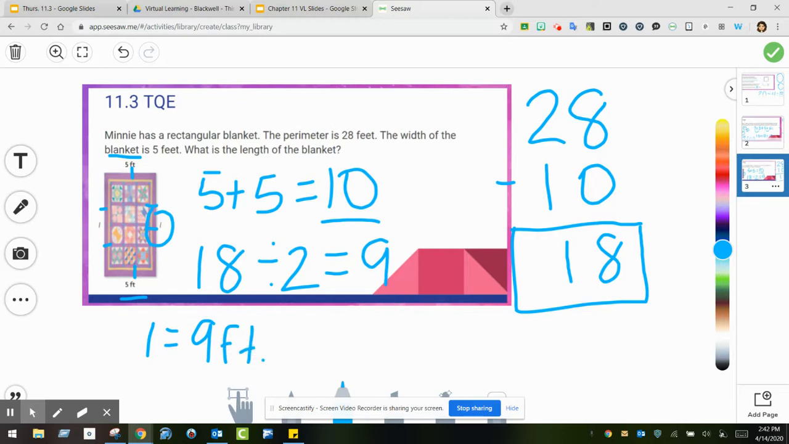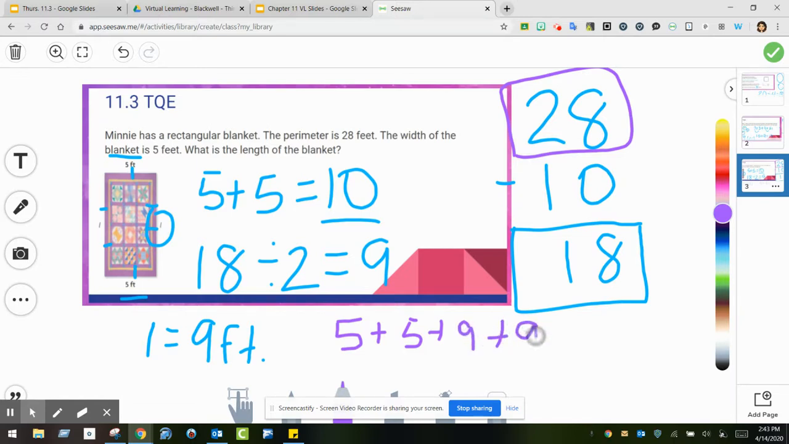I'm going to double check my answer to make sure that's correct. If it's correct, then we should get a grand total of 28 feet as our perimeter. So I'm going to go ahead and add 5 plus 5 plus 9 plus 9. 5 plus 5 is 10. 9 plus 9 is 18. 18 and 10 equal 28. So therefore, we know we are correct.